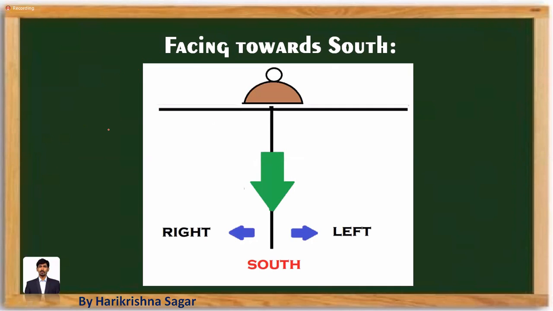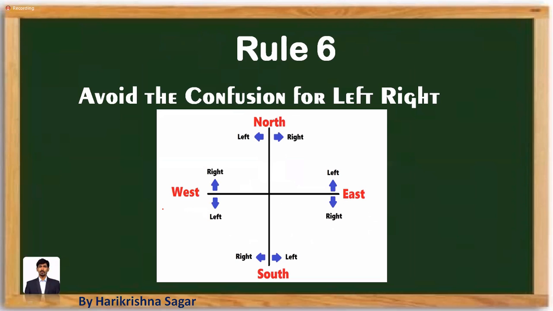So similarly, when they are facing towards south, this will be the left and this will be the right. You need not memorize this by heart. Just remember this tag. So when they are facing towards south like this, then this will be the left and this will be the right.